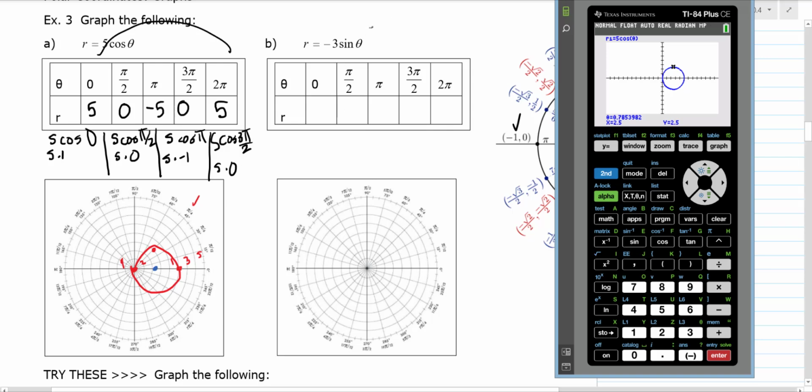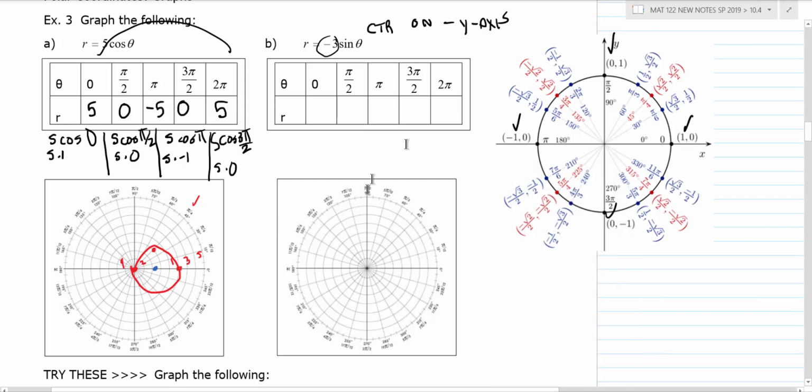The next one's a sine, so the center is going to be on the negative y-axis, and that's because that value is negative. So again, if we went through and filled this out using the unit circle, I'm going to get several values on this. I'm going to go around and highlight the y value of several places, because what we're going to do is plot these things in polar.